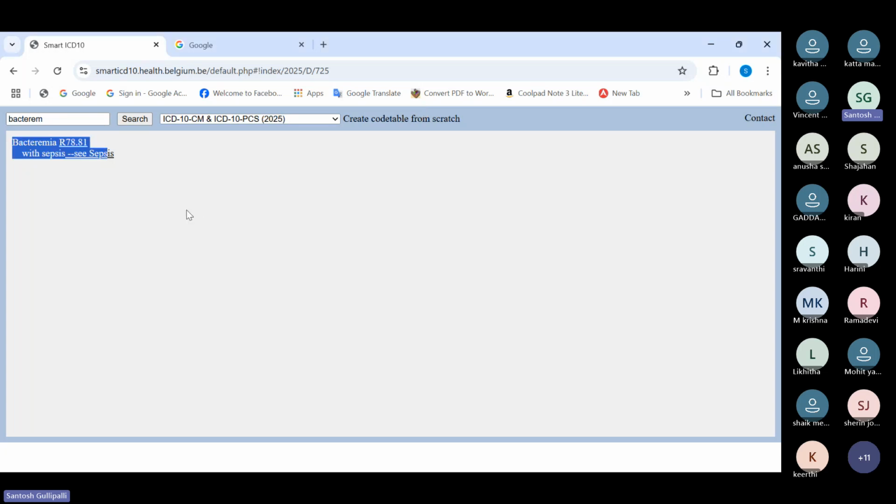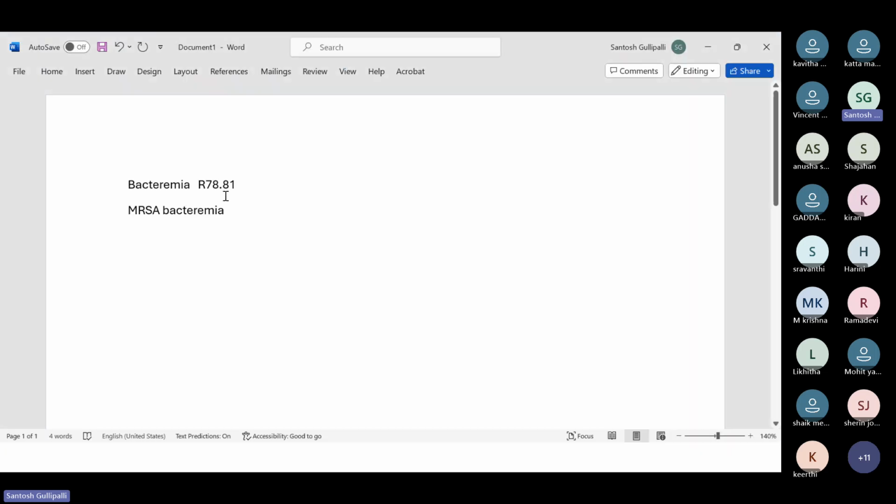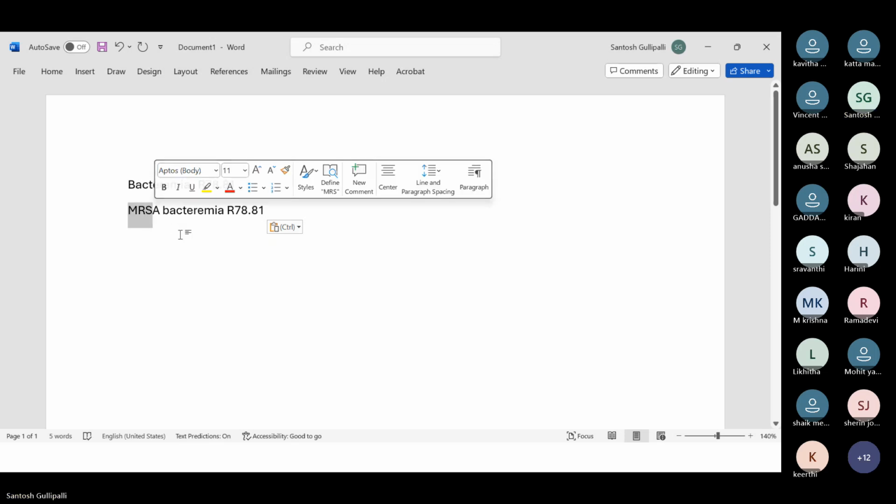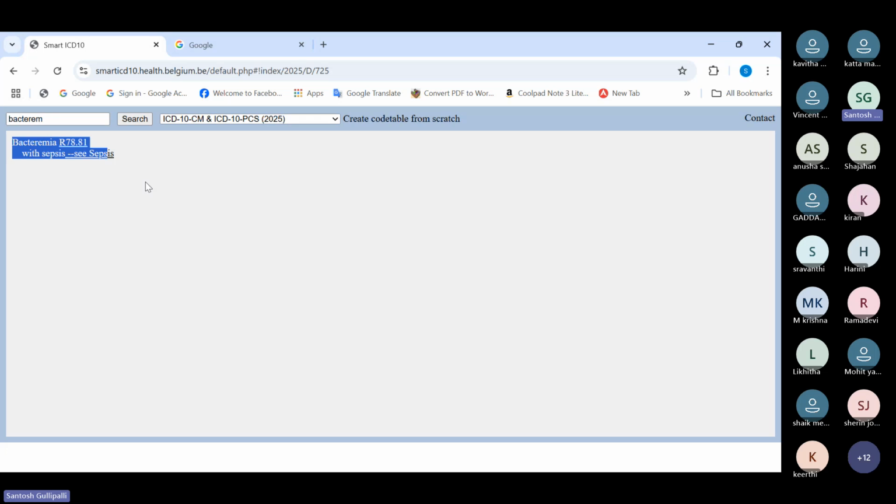The first code is bacteremia, R78.81. And you can give an additional code for MRSA. You can type here MRSA. Under MRSA, in the index, one code is for MRSA infection, one code is as the cause of disease classified elsewhere, and one code is for MRSA along with sepsis.